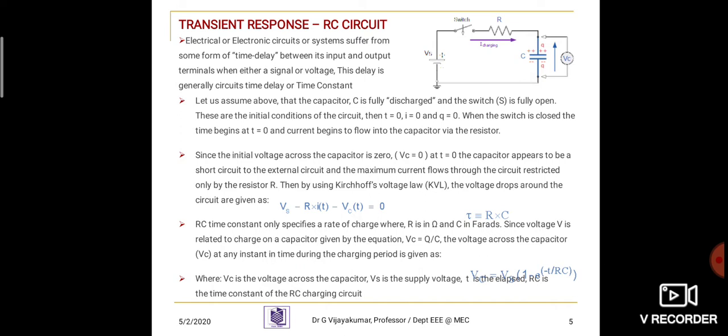I am directly giving this equation. You need to look at the website, where I have given it on the last page. You can download it and utilize the material. This is the final step I have given. The capacitor voltage should be represented as Vs, the input voltage, into 1 minus exponential of minus t by RC. I already told you that t is the time and RC is the time constant.